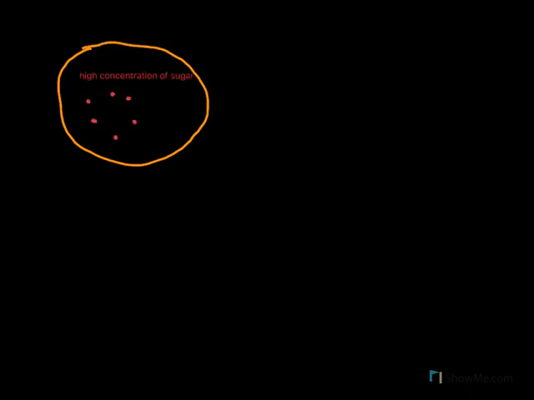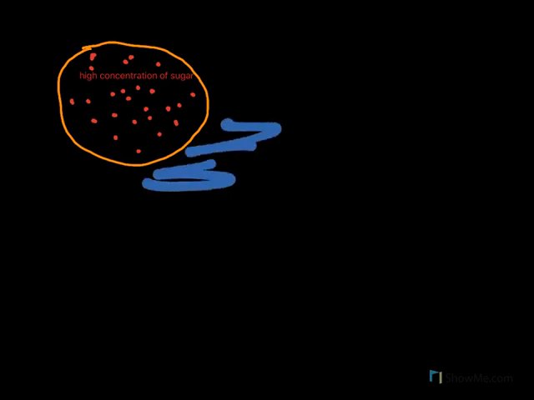So here we have a cell, and in this cell, the cell has a high concentration of sugar. Okay, there's a high concentration of sugar, and outside the cell we have this water. The cell is immersed in water.